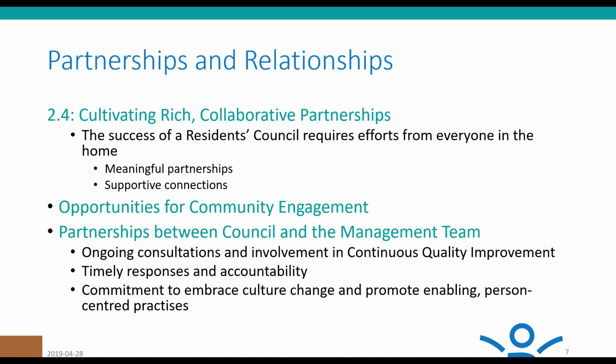Some of the more significant updates to Section 2 of the Resource Guide occur in subsection 2.4. This section emphasizes the role that all stakeholders play in ensuring the success of the Residence Council. Residents, team members, home management, volunteers, family members and friends, and members of the surrounding community are all involved in creating supportive connections and meaningful partnerships to enhance the council.